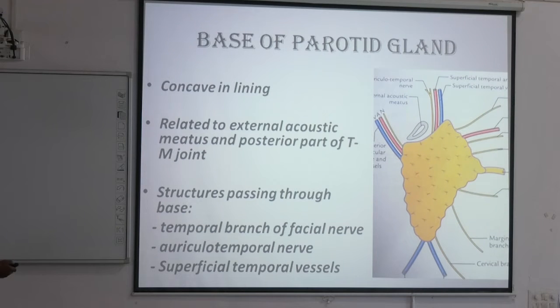Now, the base of the parotid gland, concave in outline, is related to the external acoustic meatus. Here's the external acoustic meatus, and the posterior part of the temporomandibular joint. Structures passing through the base: the temporal branch of the facial nerve, the auriculotemporal nerve, and the superficial temporal vessels.